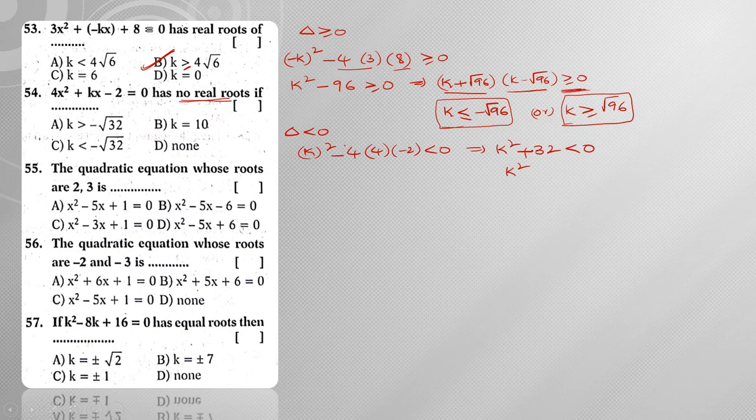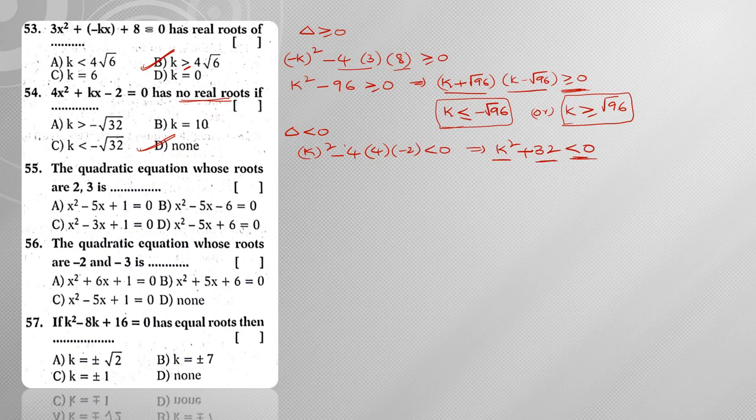K square plus 32 less than 0. So is it possible to get k square plus 32 less than 0? Already 32 is positive and k square means it is always positive. So when you add two positive quantities, it will never be less than 0. Hence my answer will be none. So there won't be any such possibility, right? Because k square is positive and 32 is also positive. So sum of two positive quantities can never be negative. Okay, so that's why option is none.